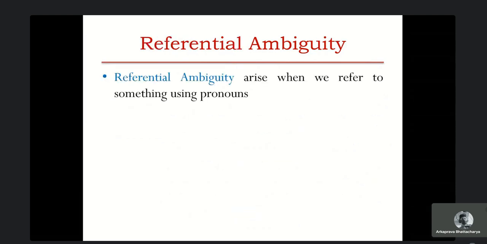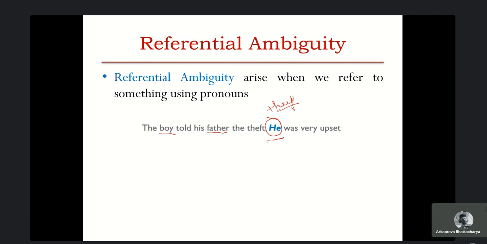Then you have referential ambiguities. You can see this arises when we refer to something using pronouns. Now you can see the example here. The boy told his father the theft. He was very upset. Now, how do I interpret this? To whom is the he referring? Is it the boy, is it the father, or is it the thief? So I could interpret three different persons for this he. This is what we call referential ambiguity.